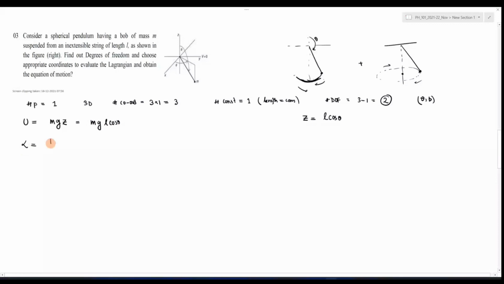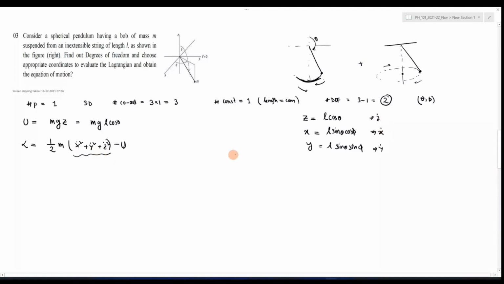For that, we know the kinetic energy will be half m times x dot square plus y dot square plus z dot square, minus U. Now you have two ways to proceed. Either you write x equal to L sin theta cos phi, y equal to L sin theta sin phi, find x dot, y dot, z dot, and take the squares and substitute here. Or you already know that this actually comes from the velocity.